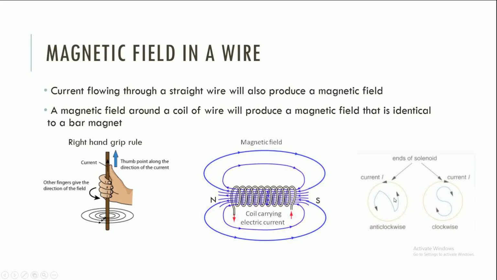What's really important to note here is that, again, the north and south poles created by the coil of wire is solely dictated by the direction of the current, right? So if you look at one end and it's going anti-clockwise, and again that's the north pole. If it's going clockwise, it's the south pole.